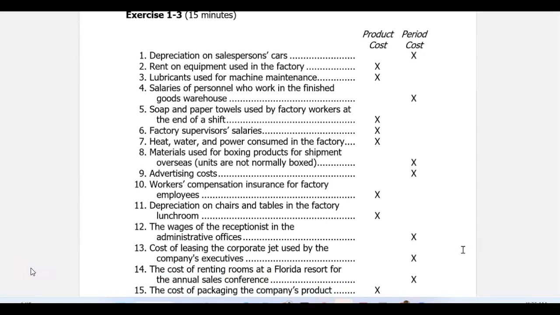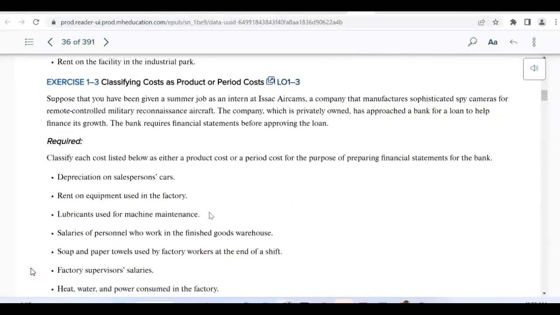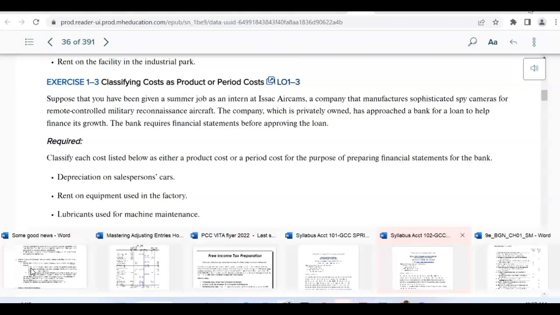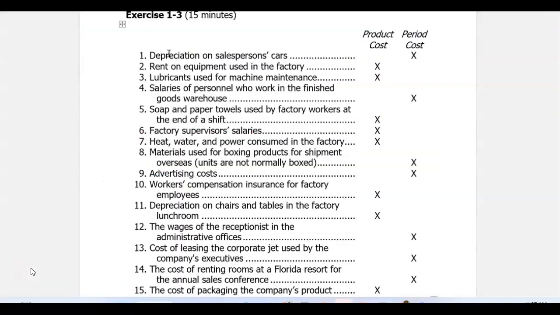Number 3, again, it's part of your homework. Here is the question. It says, classify the cost as product or period cost, and here are the items that you need to classify. We just covered that, so let's do it. Depreciation on salesperson car. Salesperson car is part of operating expense / selling expense, so it is a period cost.